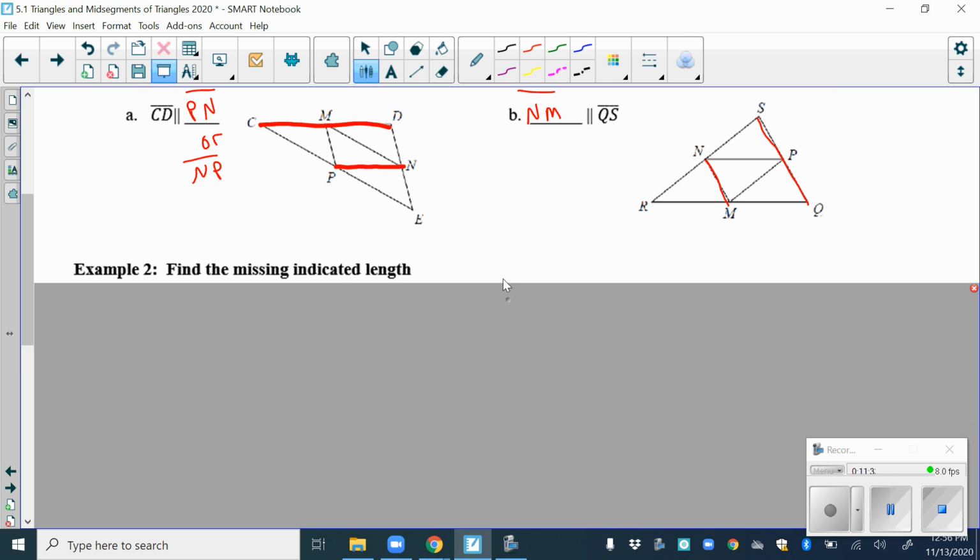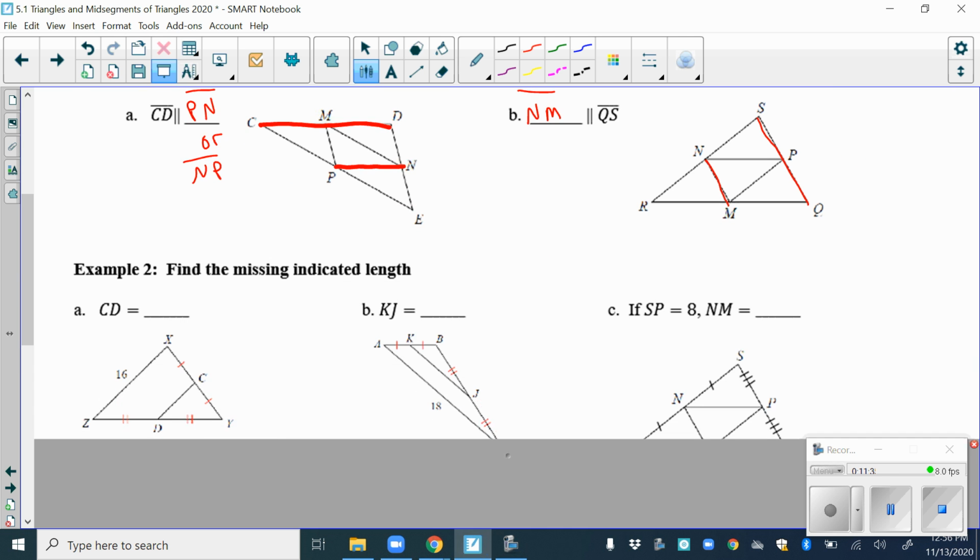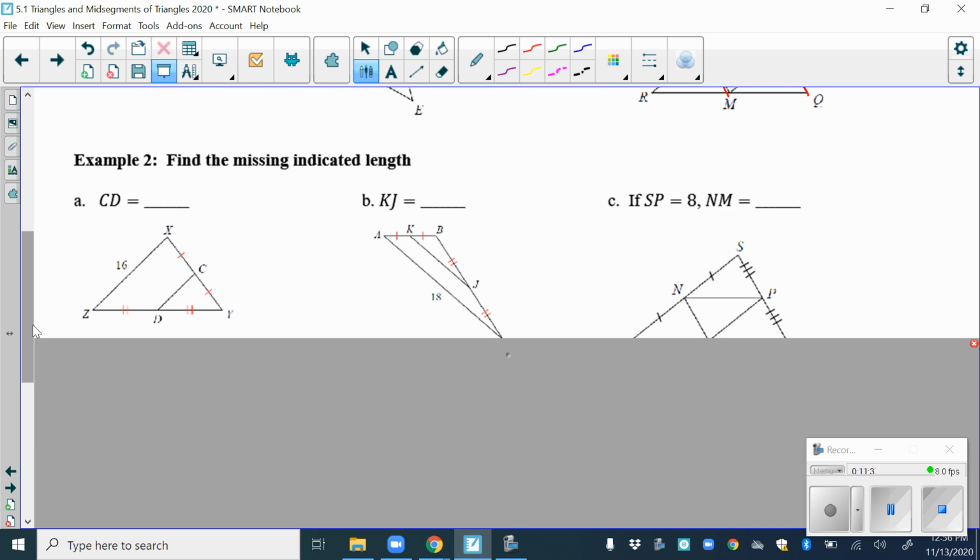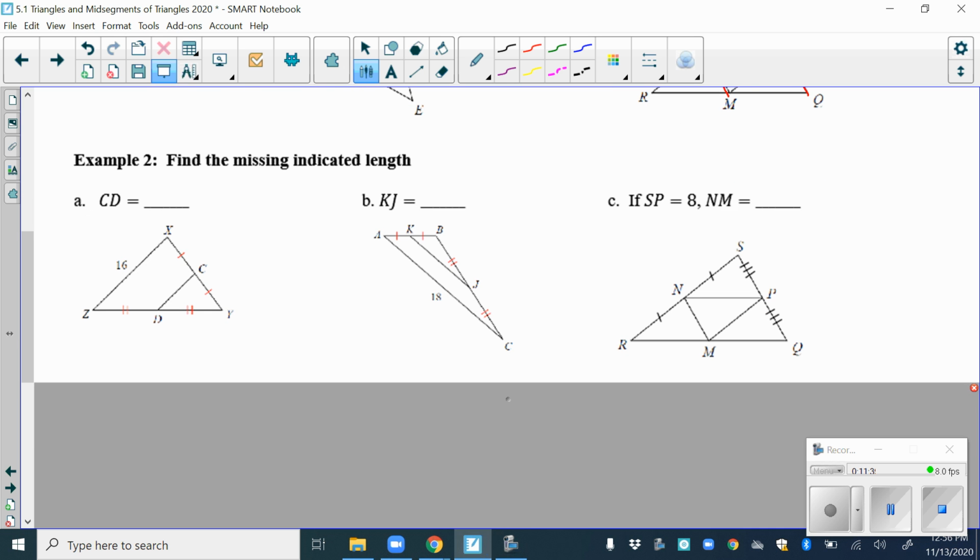All right, example 2, we want to find the missing length. We want to find CD. We know that segment ZX is 16 units long. CD is a mid-segment because C is a midpoint. I know it's a midpoint because XC is congruent to CY. I know D is a midpoint because ZD is congruent to DY.